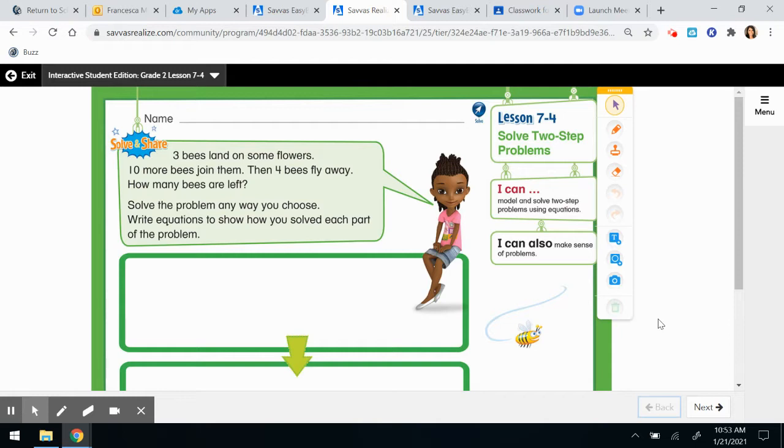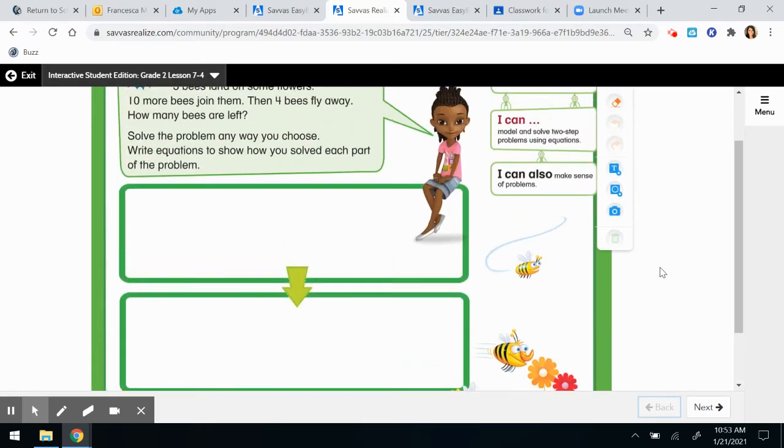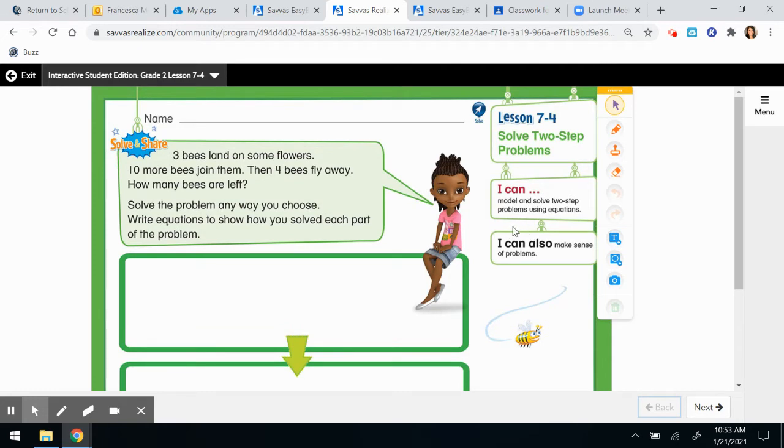I know some of you really like doing two-step problems. We are on page 409. Let's read our I can statement together. I hope you're reading it with me. I can model and solve two-step problems using equations. So today we're going to be doing some two-step problems. Let's read our solve and share and see what it says.